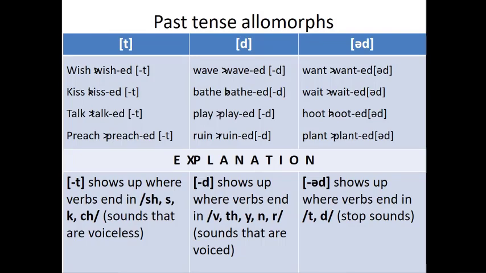Let's look at the first column here. Wish, talk, preach. Now, the allomorph is t in wished, kissed, talked, preached. The allomorph there is t.